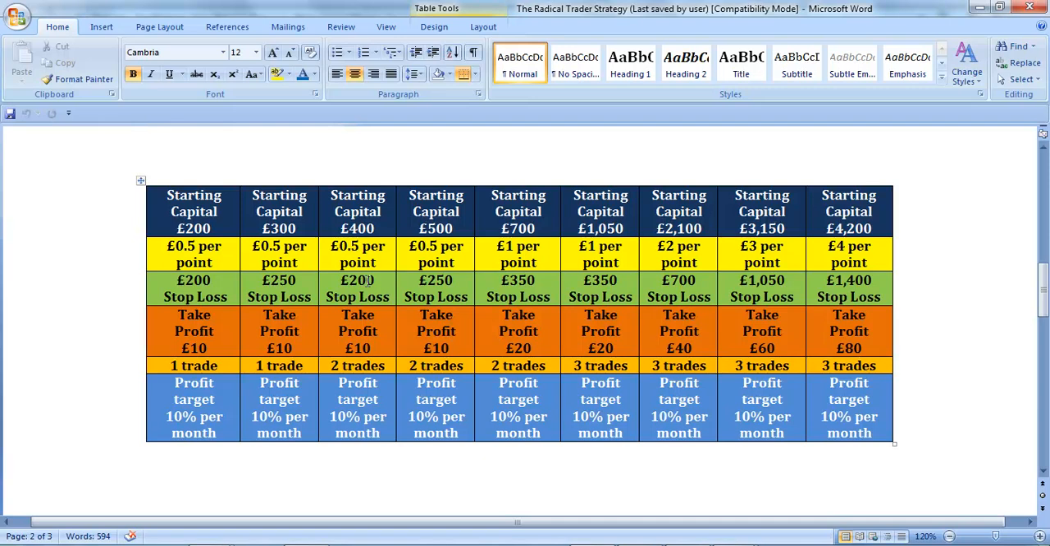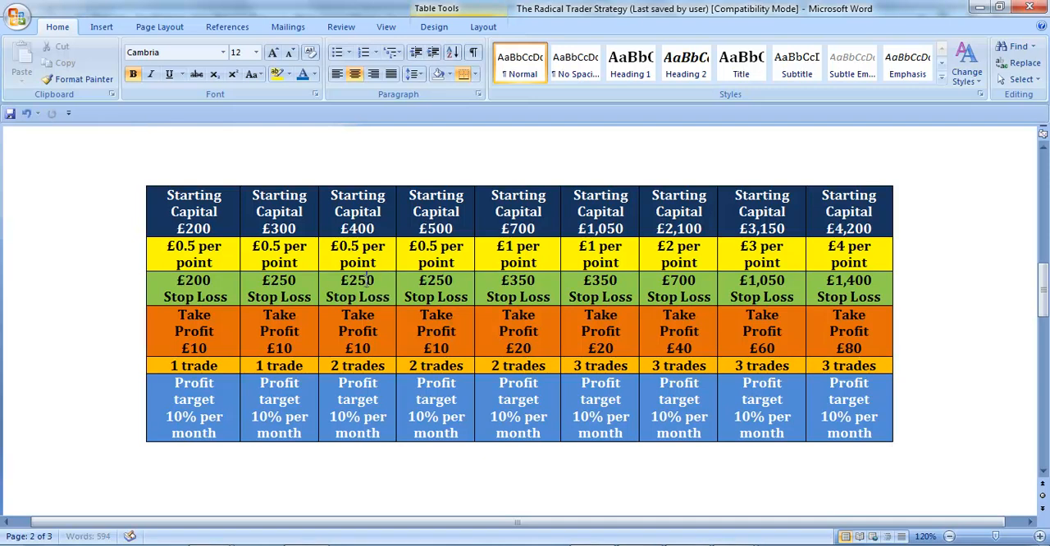And then your stop loss, if you are starting with 200, it will be 200 stop loss. That is the amount we are risking, remember. And then if you are starting with 300 up to 500, it's 250.